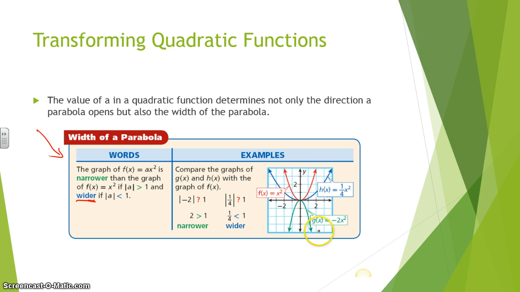Then we have g of x, which is negative 2x squared. So negative, it's opening downward for the negative a, and then notice the width compared to x squared and 1/4 x squared. So we're going to be looking at how parabolas are graphed, and looking at the actual parabola, how narrow or wide the parabola itself is.